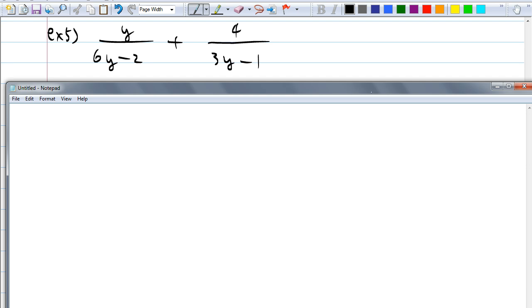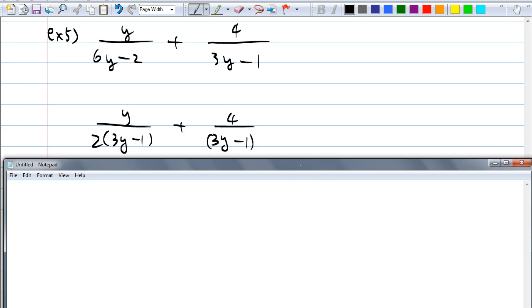And remember what we said? In order to find the least common denominator, what do we need to do with these denominators? Look at your notes, the very beginning, step 1. Factor what? Factor the denominators. Could we factor 6y minus 2? Yes, we can. What does that become? 3 times y minus 1 is exactly right.